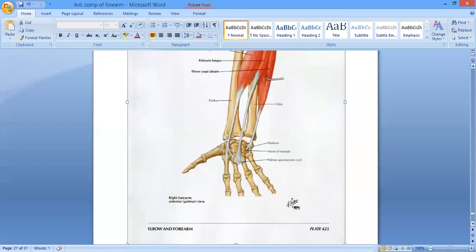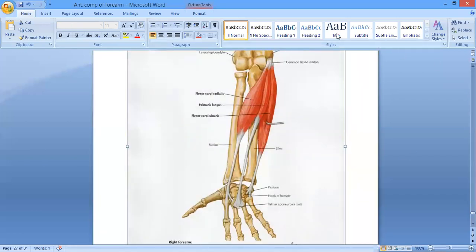It's a very simple muscle, which is just coming from the common flexor origin. It's coming from the common flexor origin. What is the common flexor origin? Medial epicondyle. Right, the anterior surface of the medial epicondyle of the humerus, right?